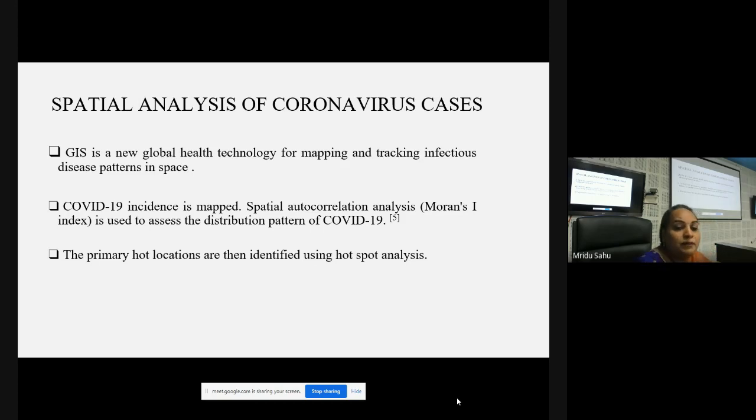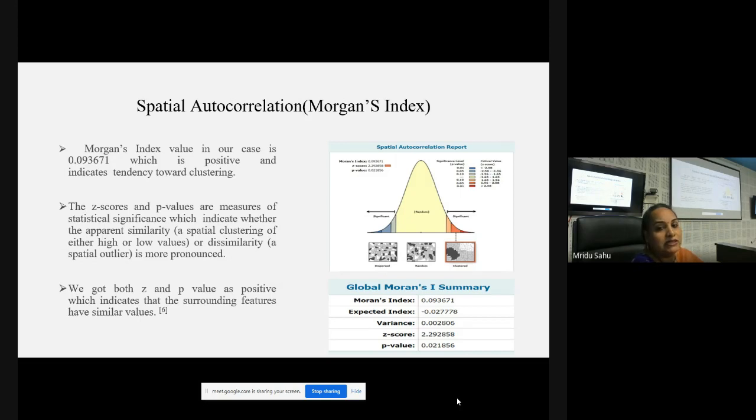So the primary hot locations are then identified using the hotspot analysis. For spatial autocorrelation, Moran's I index is defined, and the Moran's I value in our case is 0.0393, in the COVID cases, which we already showed. You can see easily that it is a bell shape. It looks like a bell shape. It means the data is dispersed in a plane and it is somehow normalized.